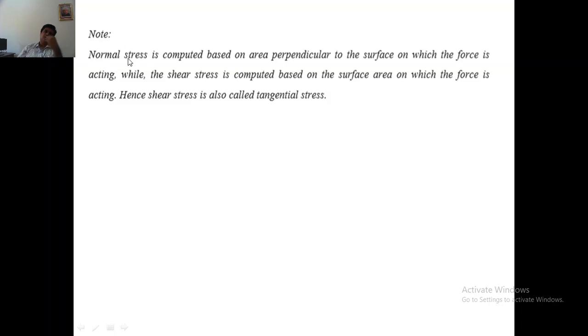Normal stress is positive when the load is tensile. Normal stress is negative when the load is compressive. So shear stress, if it causes clockwise rotation of the object, we call this positive shear stress. And if the shear stress causes rotation of the object in the anti-clockwise direction, we call that negative shear stress. So normal stresses will be positive for tensile load, and if the load is compressive, we call it negative normal stress.